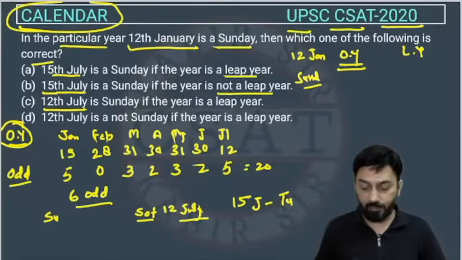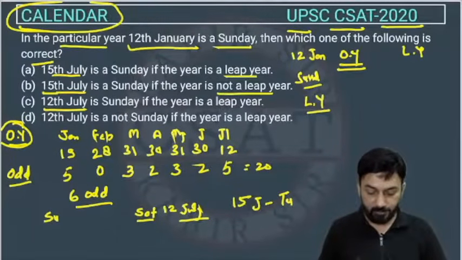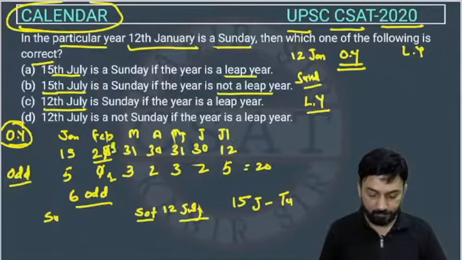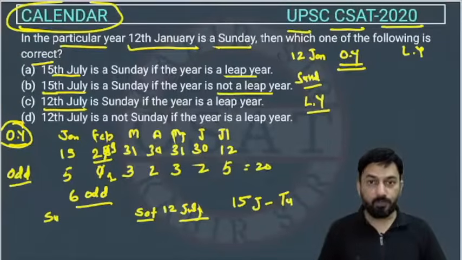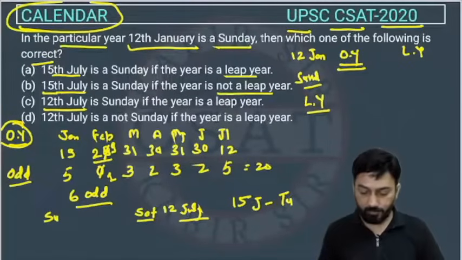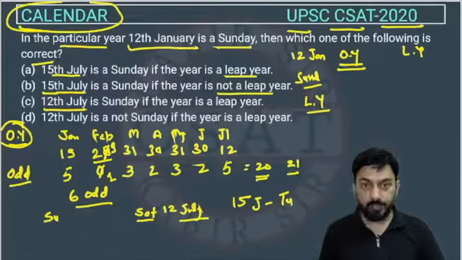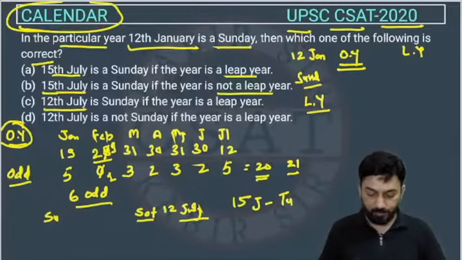If this is a leap year, then what will happen? If this is a leap year, all this will remain the same. Just here in February, this 0 will get converted into 1 because there will be 29 days, right? So 1 odd day will be there. So total was 20, now this will become 21, right? So if this is 21, then the odd day will be 0. Odd day will be 0 in a leap year.